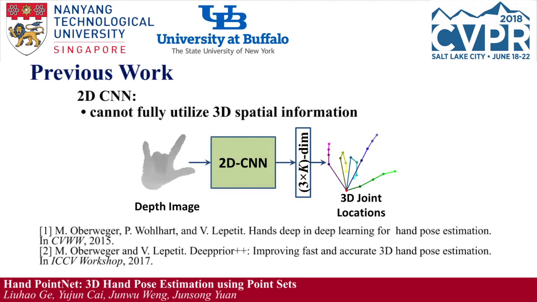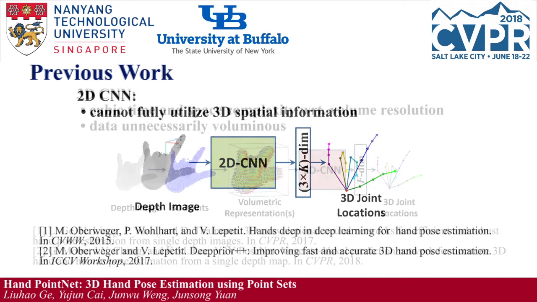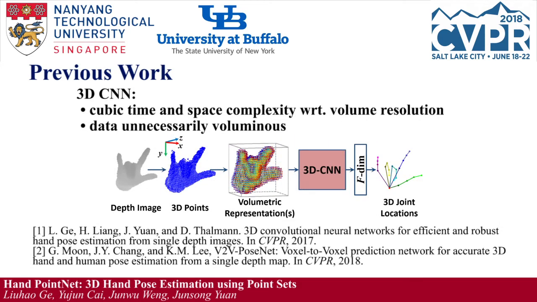Many of the recent 3D hand pose estimation methods are based on convolutional neural networks. However, 2D CNNs taking a 2D depth map as input cannot fully utilize the 3D spatial information in the depth map for 3D hand pose estimation. Some state-of-the-art methods convert the depth map into 3D volumes and use 3D neural networks to infer 3D hand pose, but the time and space complexities increase cubically with respect to the input volume resolution, and the volumetric representation is unnecessarily voluminous.